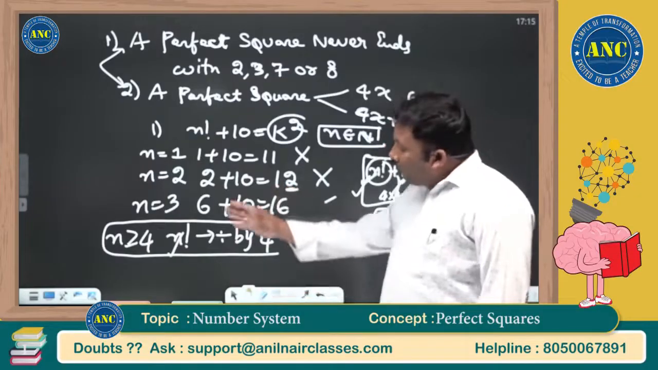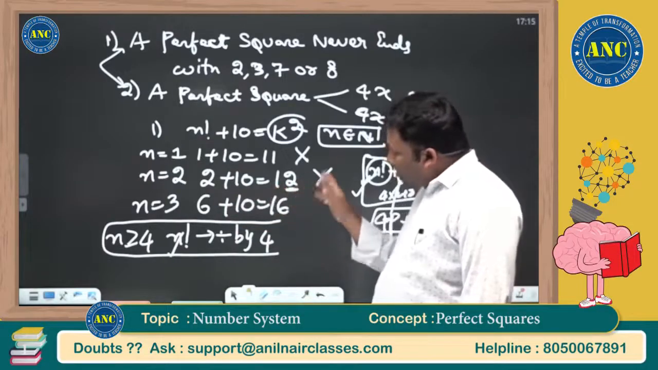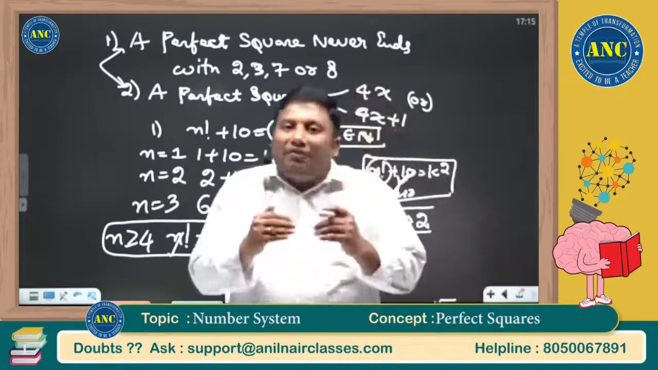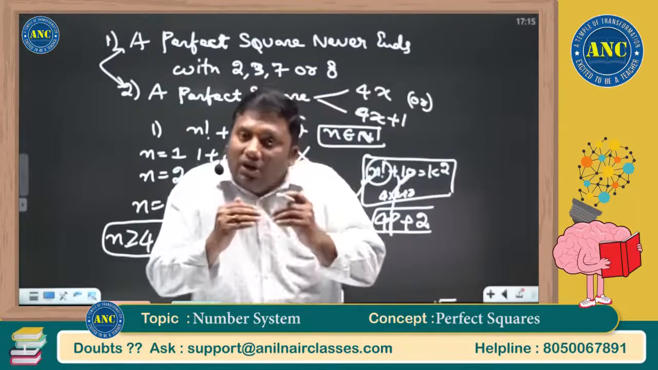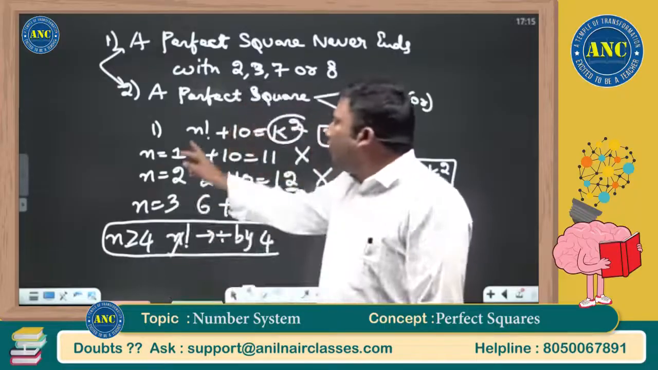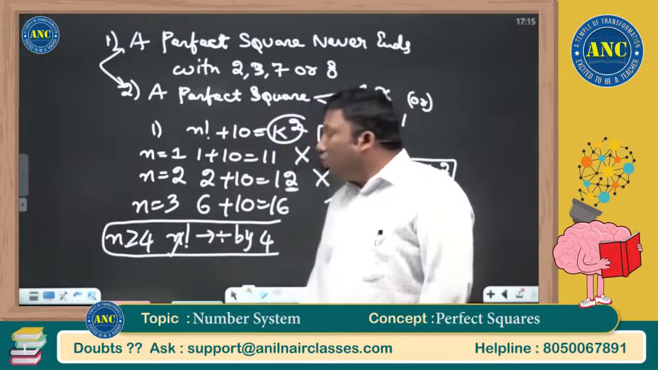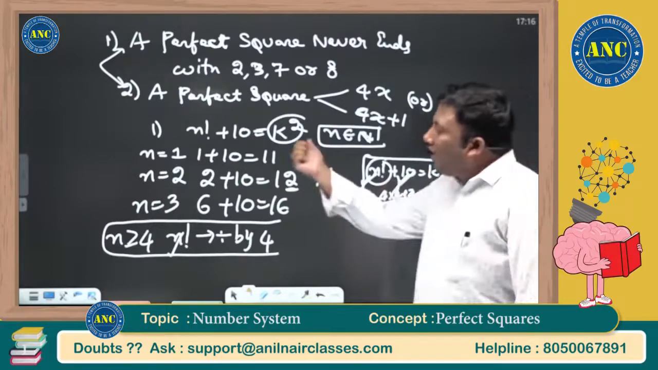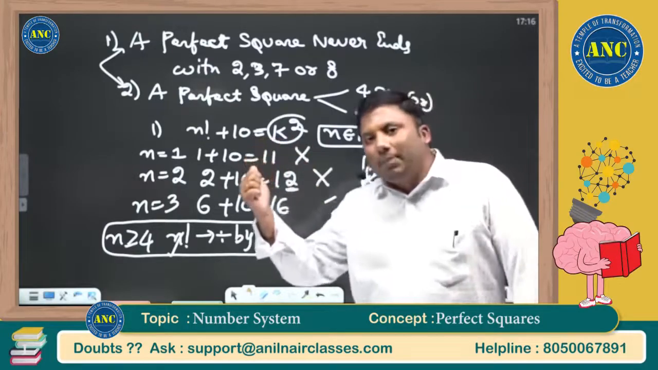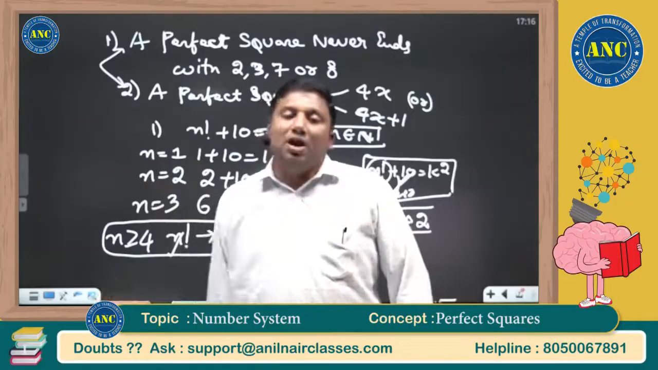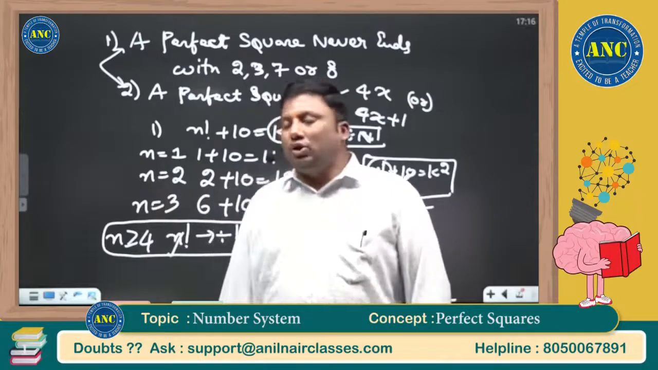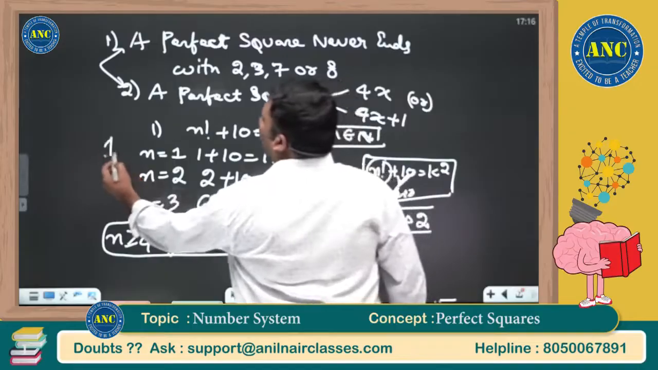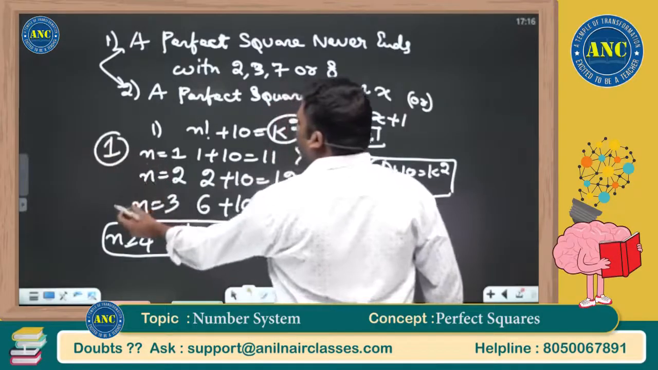Third case, N is 3: 6 plus 10 is 16. Perfect square. From 4 onwards, 4 factorial, 5 factorial, 6 factorial, and so on, all are divisible by 4. 10 is 4 into 2 plus 2. Left hand side is 4 into something plus 2. Right hand side, because it is a perfect square, it should be of the form 4 into something or 4 into something plus 1. Answer is only one value n will take, and the value of n is 3.